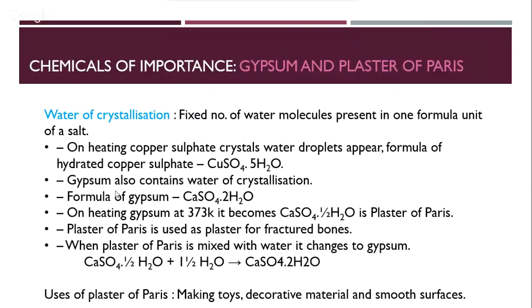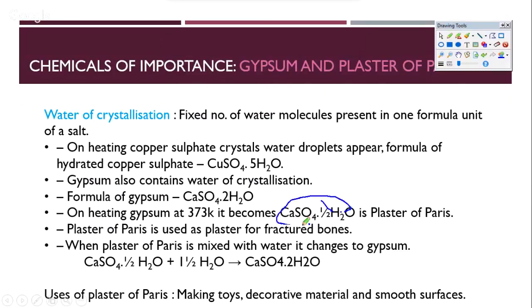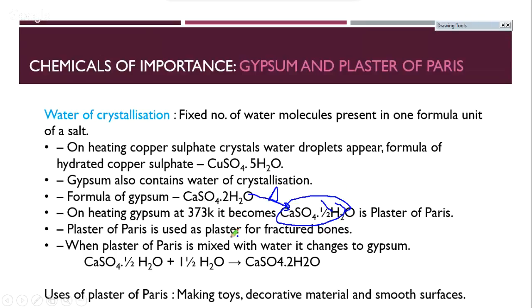When you simply heat gypsum, some water is lost, and you end up getting plaster of Paris, which is CaSO4·1/2H2O. This is formed after heating the gypsum, and plaster of Paris is used in multiple places. For example, it is used to plaster fractured bones. If you simply add a small amount of water to it, you will find that it gets back to gypsum and also hardens up. So some of the uses are making toys, decorative material, and smooth surfaces. Those are the uses of metal compounds.